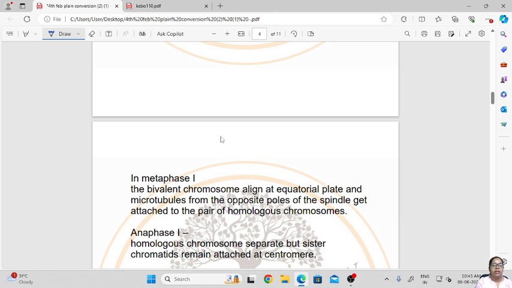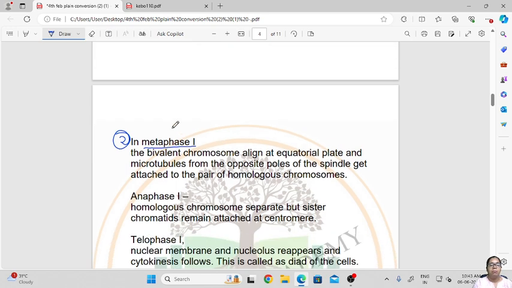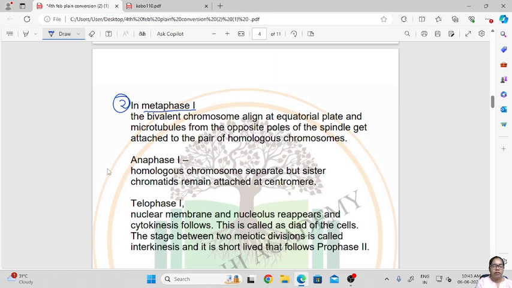Next phase in the meiosis is the metaphase 1. So during metaphase 1, the bivalent chromosomes align at the equatorial plate and microtubules from the opposite poles of the spindle get attached to the pair of homologous chromosomes. Then comes your third phase, that is anaphase 1. During anaphase 1, the homologous chromosomes separate but sister chromatids remain attached at the centromere.